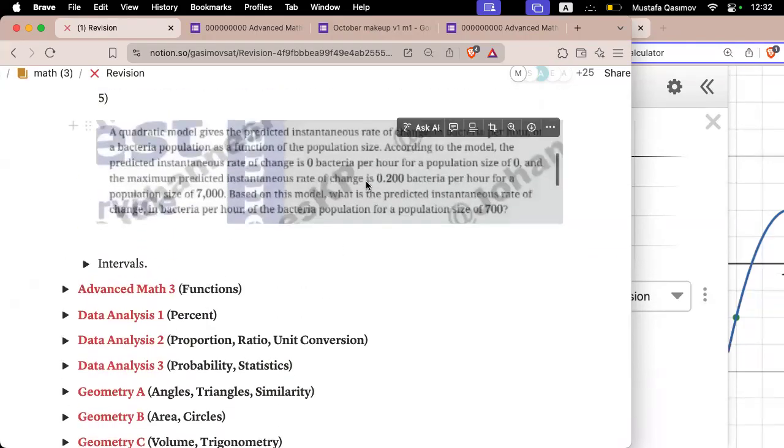Okay, that one. It's from August and it is, by the way, Model 1. Model 1, 11th question.